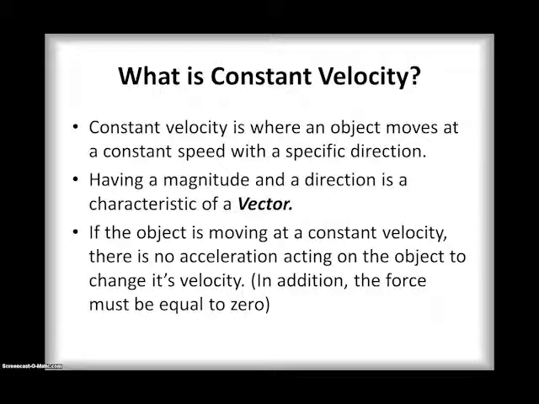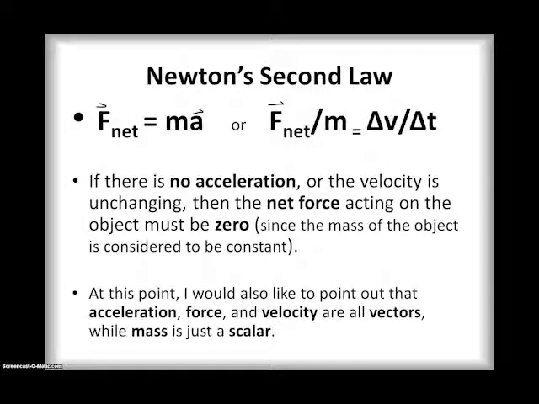If an object is moving at a constant velocity, then it has no acceleration, and if there's no acceleration, then the net force has to be equal to 0, as shown above. At this point, I'd like to mention that acceleration and force are also vectors, as indicated by the harpoons above them.